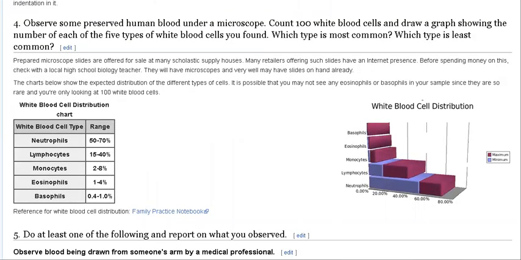Observe some preserved human blood under a microscope. Count 100 red blood cells and draw a graph showing the number of each of the 5 types of white blood cells you found. Which type is most common, which type is least? Okay, so looking at the graph that they have for us conveniently, lymphocytes is the second most common thing. Okay?